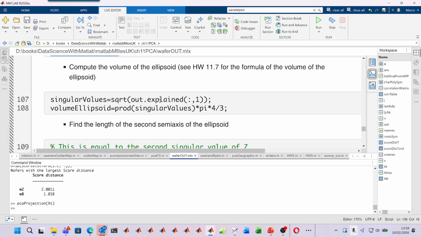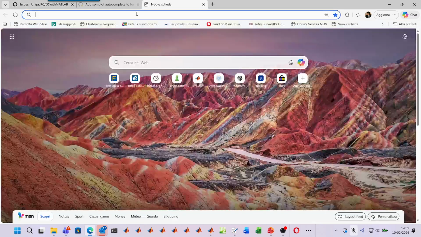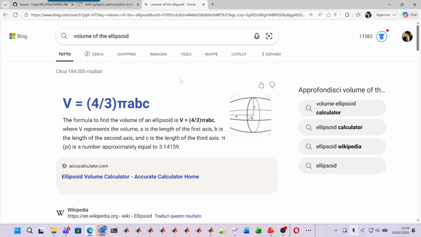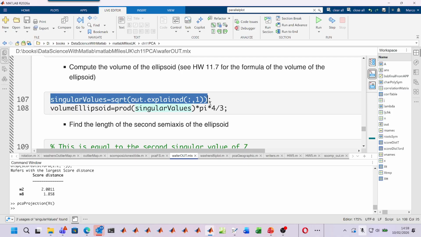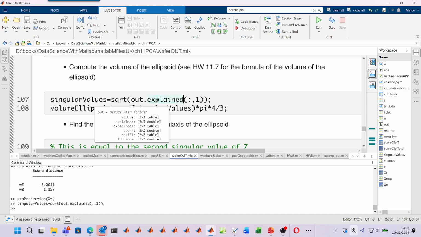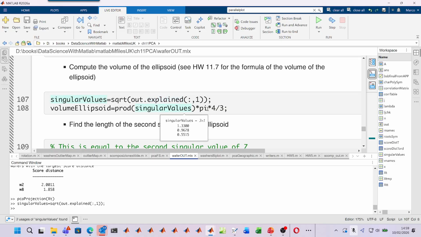And in order to compute the volume of the ellipsoid, this is the formula for the volume of the ellipsoid in 3 dimensions. A, B, and C are the lengths of the semi-axes, but the lengths of the semi-axes are the singular values. Therefore, the product of the singular values, the square root of the explained variances, times pi times 4 over 3, is the volume of the ellipsoid.